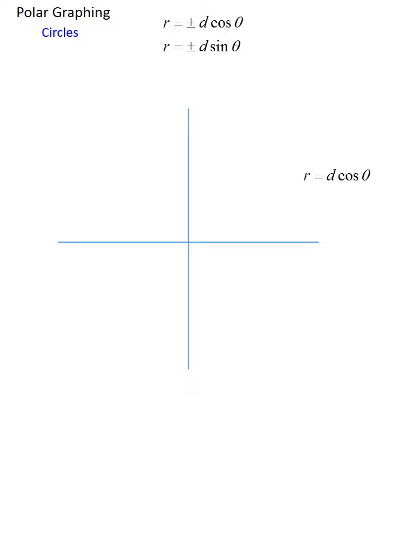If we have an equation, positive number times cosine theta, it's going to be a circle through the origin tangent to the y-axis. If we have negative number times cosine theta, it's going to be on the opposite side. I've also noticed that if we have a positive number times sine of theta, it's going to be a circle through the origin tangent to the x-axis. And in all of these cases, d is the diameter of the circle. And if we have a negative number times the sine of theta, the circle will be down here.